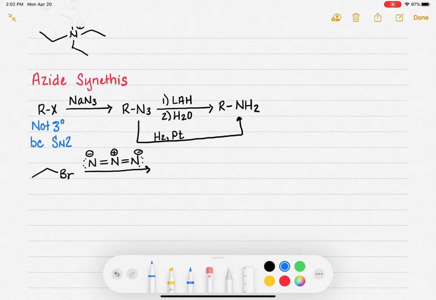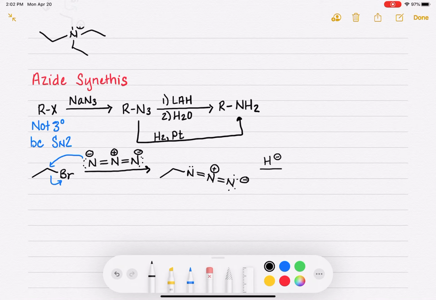So this is a good base, and it's going after our carbon with the bromine on it. And the first thing that we make is the RN3. Remember, since we haven't done anything to the middle or the last nitrogen, they still have their formal charges, and the last nitrogen still has its 2 lone pairs. The nitrogen up front has 1 lone pair. And then the next thing that's going to happen is the hydride reduction.